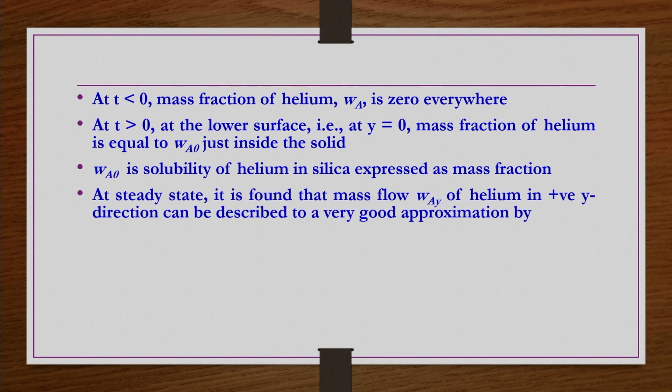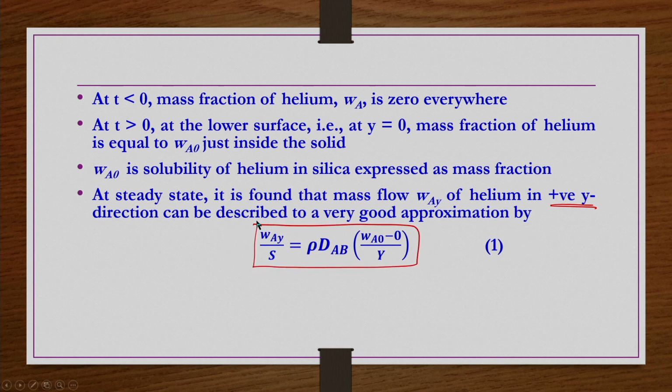Finally, at steady state it is found that the mass flow WAy of helium in the positive y direction can be described to a very good approximation by WAy divided by S, which is nothing but the flux, and it is proportional to the concentration gradient given by WA naught minus 0 by Y. This is 0 here because WA equals 0 at y equals capital Y, and at y equals 0, WA equals WA naught. So, the concentration gradient is given by this expression.